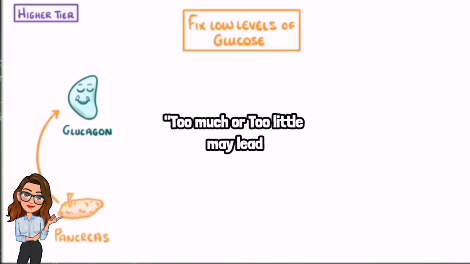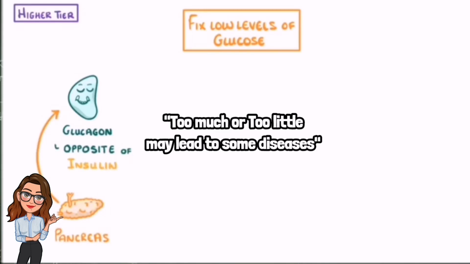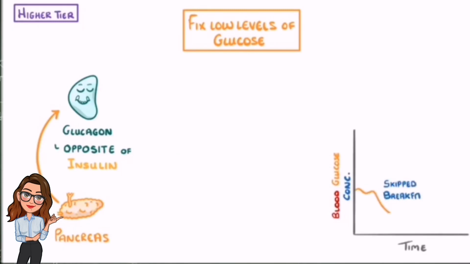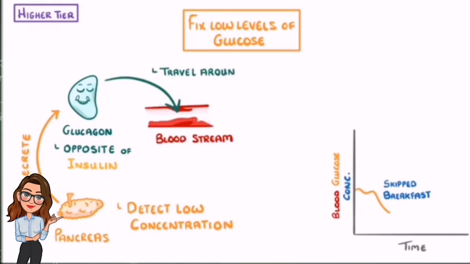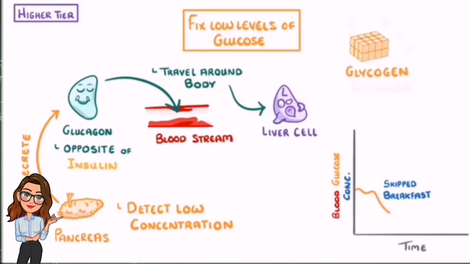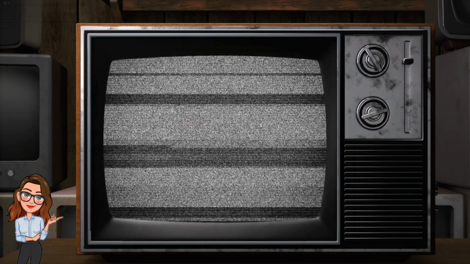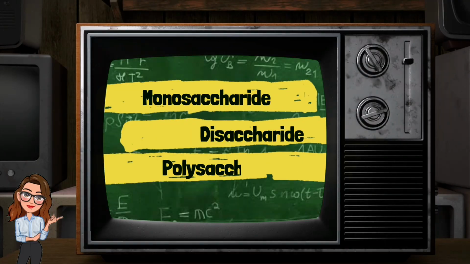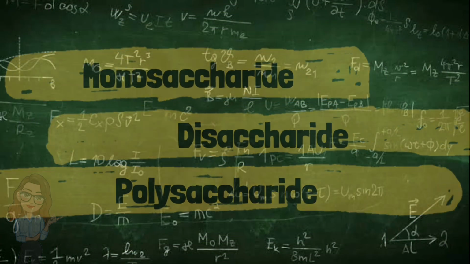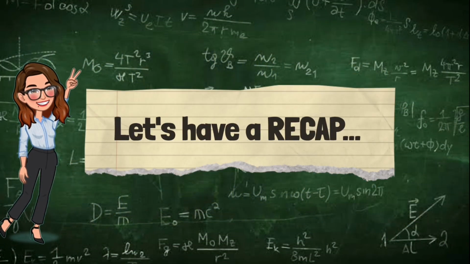As what they say, too much or too little for anything may lead to some diseases. When blood glucose drops, the pancreas secretes glucagon, which is a hormone, which causes the liver, muscles, and fat to convert glycogen back to glucose. We are done with monosaccharide, disaccharide, and polysaccharide. Let's have a recap.